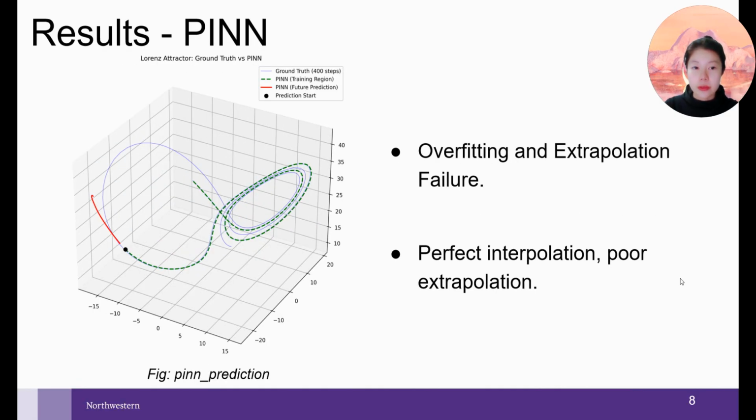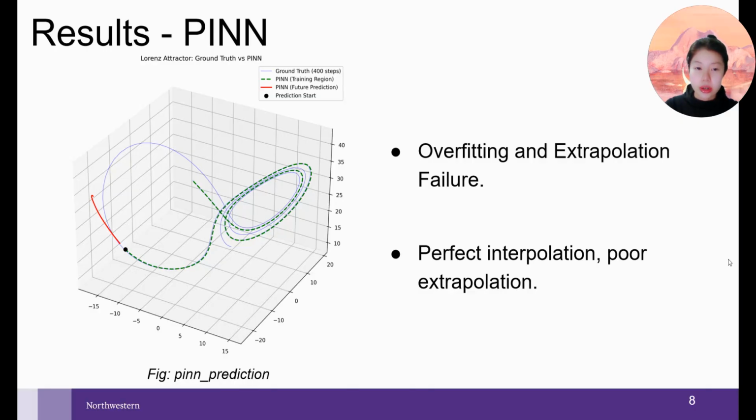Next, we applied the physics-informed neural network, where we added the physical equations directly to the loss function. Look closely at the graph. The green dashed line represents the training region. Here, the model perfectly captures the dynamics and interpolates the data flawlessly. But notice what happens right after the black dot, which marks the prediction start point. During the extrapolation phase, represented by the red solid line, it rapidly shoots off and diverges from the true attractor.